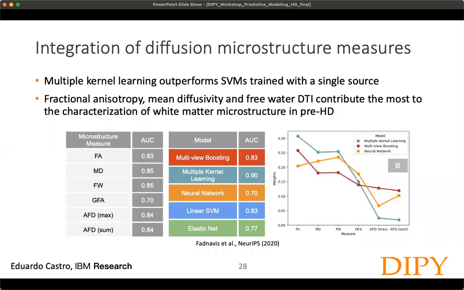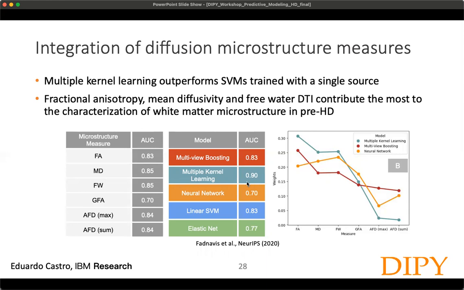What we found, as you can see first by looking at each modality independently, was that mean diffusivity and free water diffusion provided the best performance, achieving 85% AUC. So this was the baseline that we needed to improve upon in order to conclude that our multimodal integration approaches were useful for the purpose of differentiating between healthy controls and pre-manifest stage individuals.